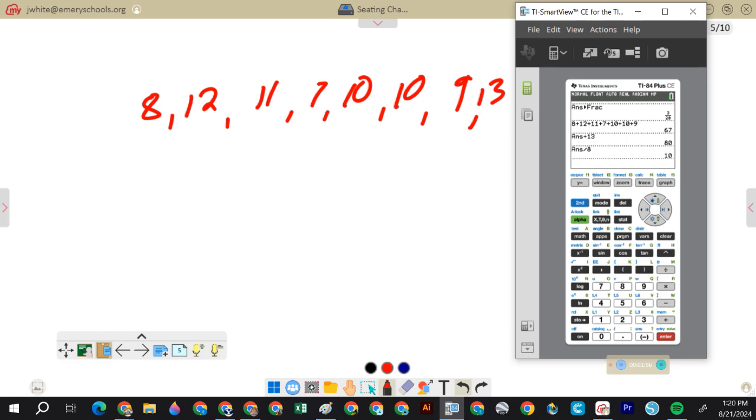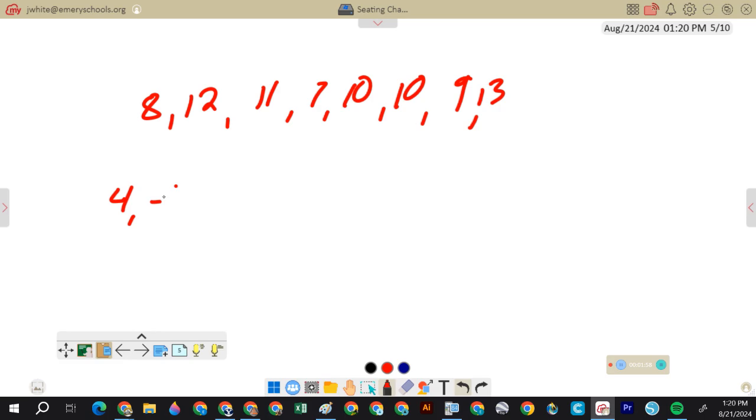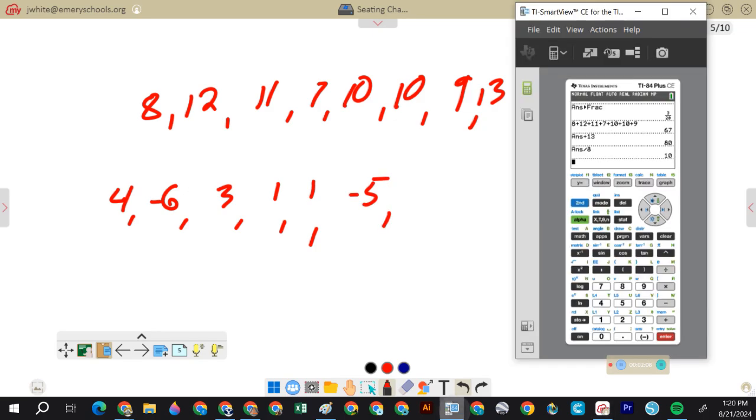So let's say I had 4, -6, 3, 1, 1, -5. We'll try that, see what happens. Let's find the average here. So 4 -6 plus 3 plus 1 plus 1 minus 5 is -2 divided by 6. And I get -1/3.